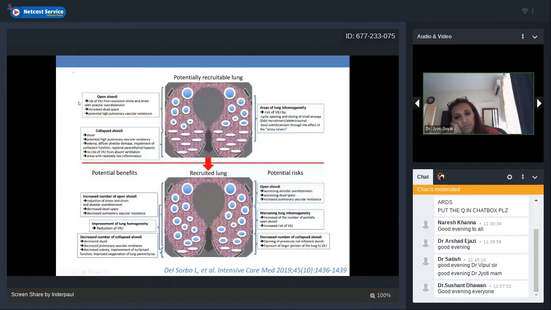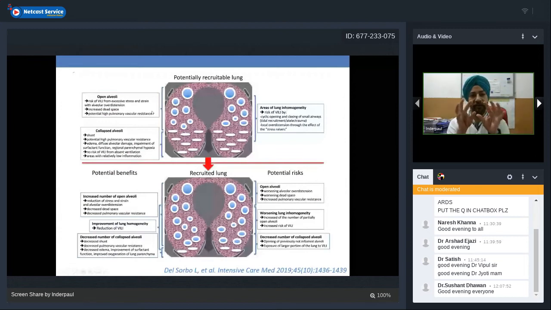So the risk of ventilating a collapsed lung is that if you don't open up the alveoli, the alveoli which are already open are at risk of volume trauma. Okay, with excessive stress and strain, there are chances of increased dead space ventilation, and there are potentially chances of high pulmonary vascular resistance, as I had explained earlier. And in the collapsed alveoli, you will see shunt physiology, you will see high pulmonary vascular resistance. The areas will be having low inflammation. So these collapsed areas will behave like this.